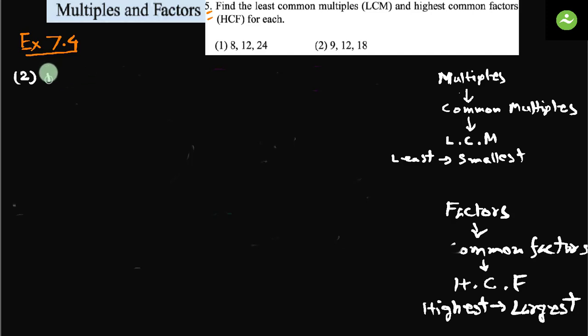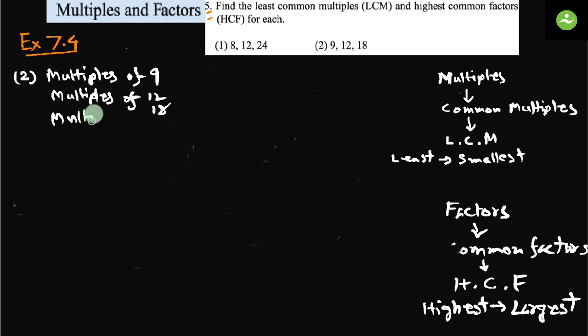So 9, multiples of 9, then 12, then 18. Multiples of 9: 9 into 1, 9. 9 into 2, 18. 9 into 3, 27. 9 into 4, 36. 9 into 5, 45. 9 into 6, 54.